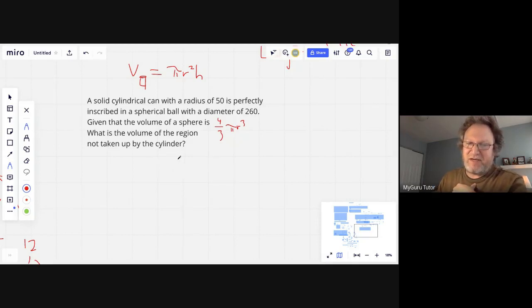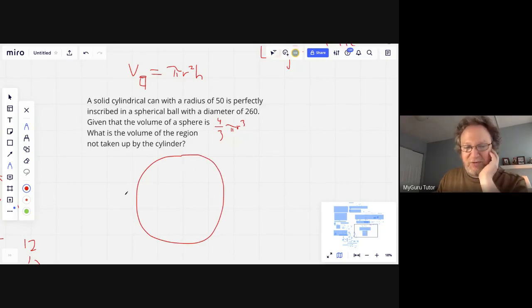Okay, we have a sphere. Let's draw our sphere. Pretend that's a sphere. So let's draw the cylinder. It's inscribed, right? Remember what inscribed means? So it's actually touching the other object. My drawings are not very good, but that generally gets the point across. Okay.